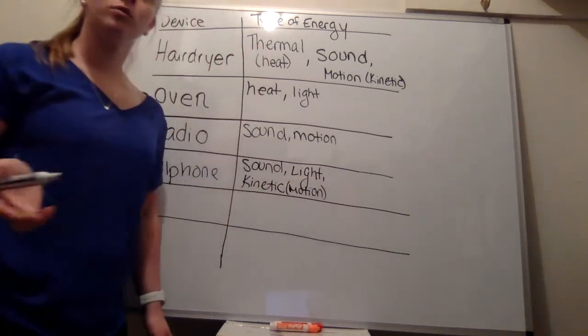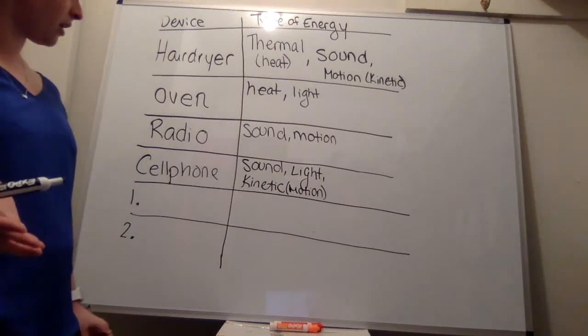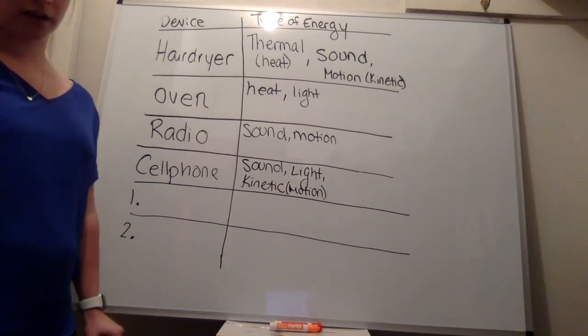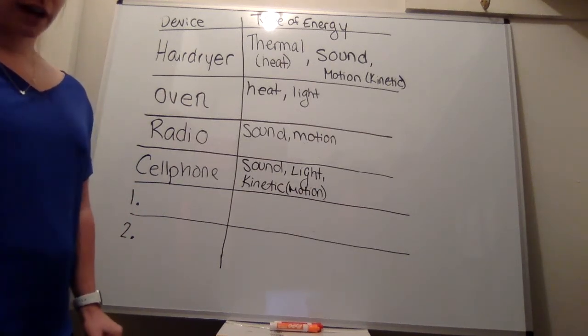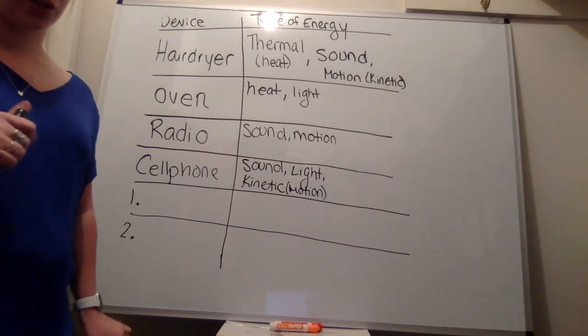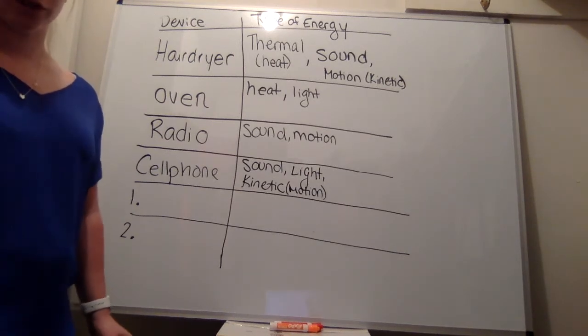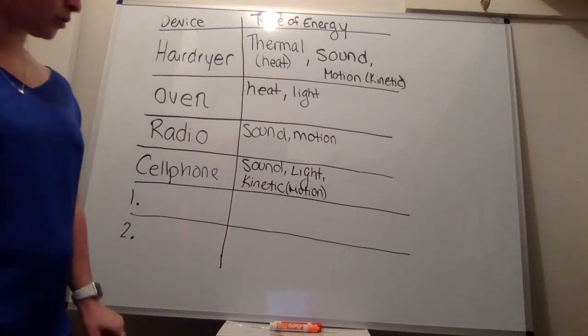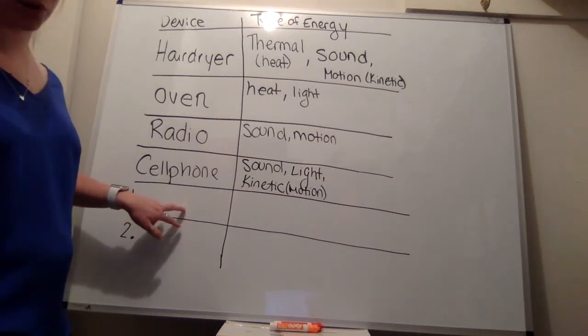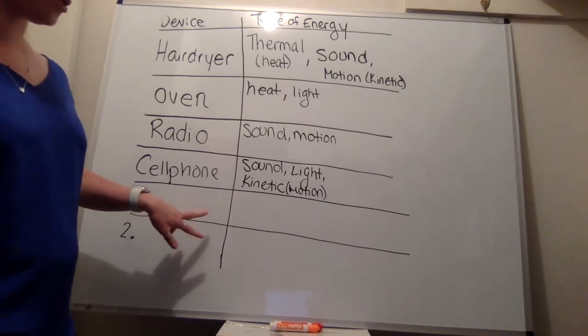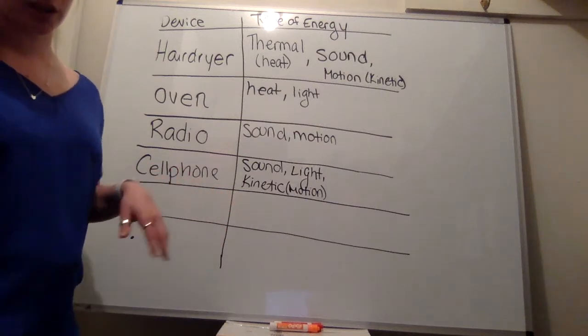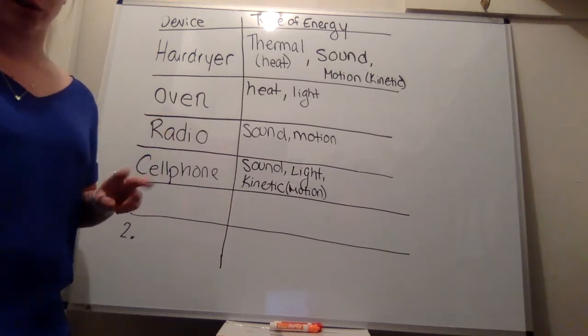Play around a little bit with different items in your house, and if you're not really sure how they work or what types of energy they create, think about what you see and what you observe with your senses. All right, so the last two down here are going to be for you. You're going to pick two items, and then you're going to write all the types of energy that they use. Okay, so that's part two.